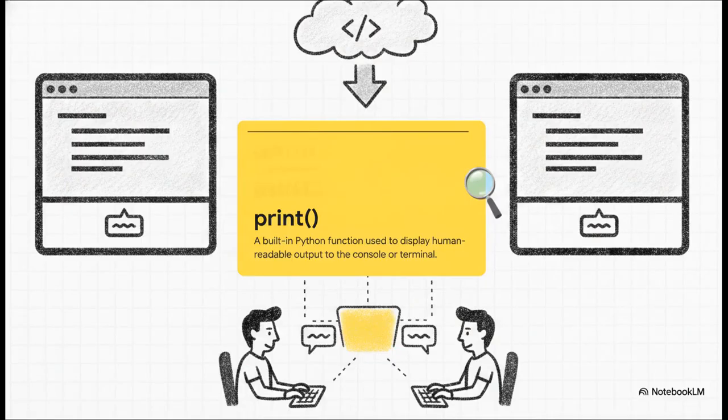Let's ground this shouting metaphor in the actual code. If we look at the official definition from Geeks for Geeks, print is a built-in Python function, and its one and only job is to display human-readable output to the console or terminal. That's it. The absolutely crucial takeaway here is that print is for human eyes only. It's just a way for your code to talk to you, the programmer, or the person sitting at the keyboard. It is definitively not a way for different parts of your code to talk to each other.